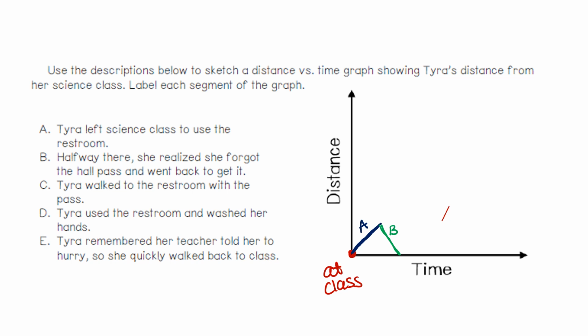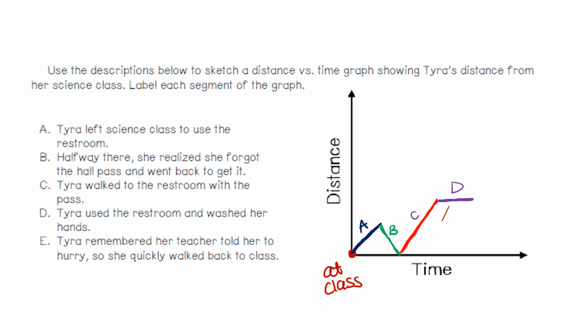Letter C, Tyra walked to the restroom with the hall pass. So there she goes. She walked all the way to the restroom. Letter D, Tyra used the restroom and washed her hands. She's not going anywhere. She's staying in one section. She's staying in the restroom.